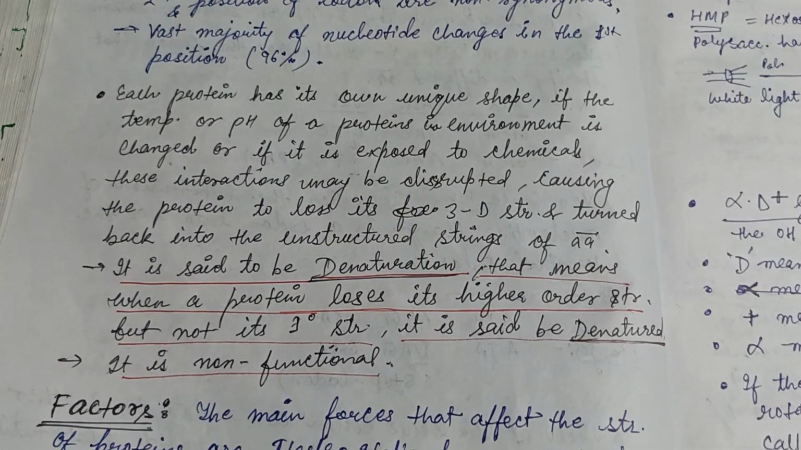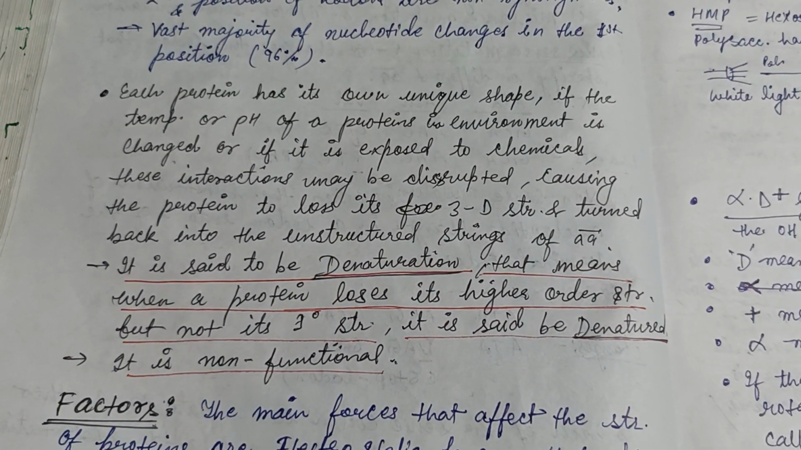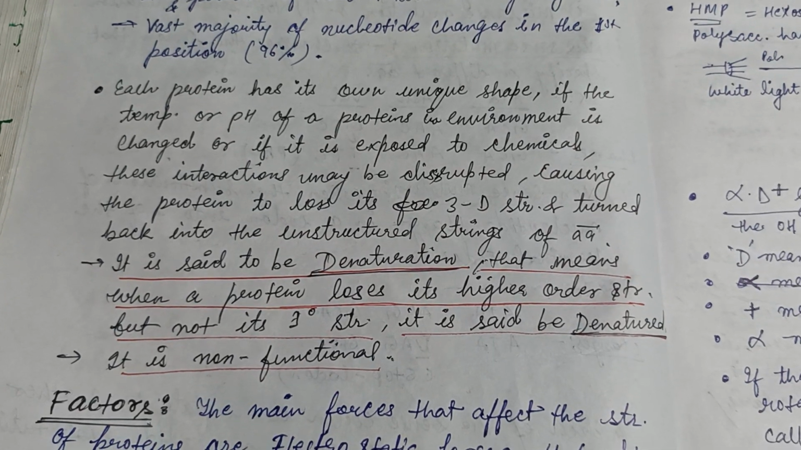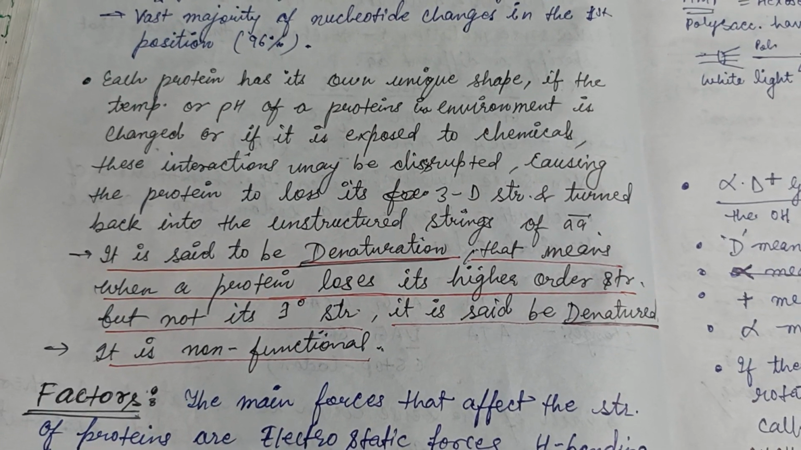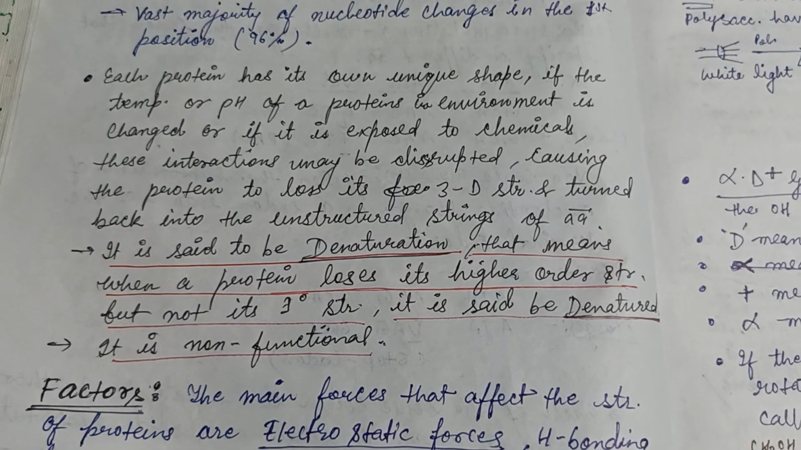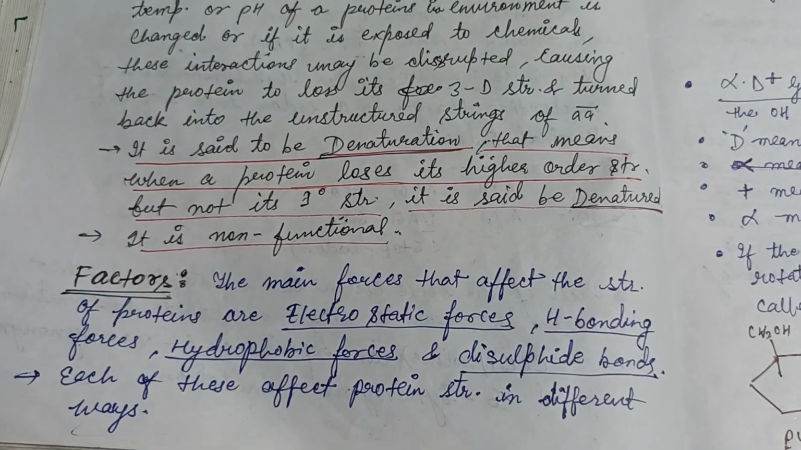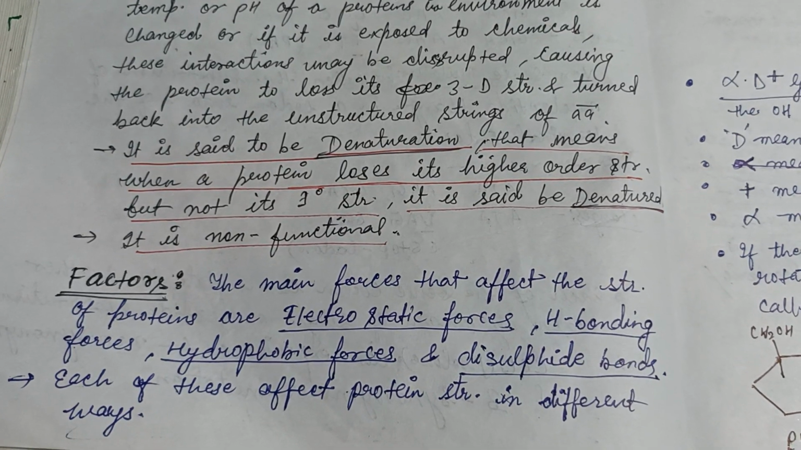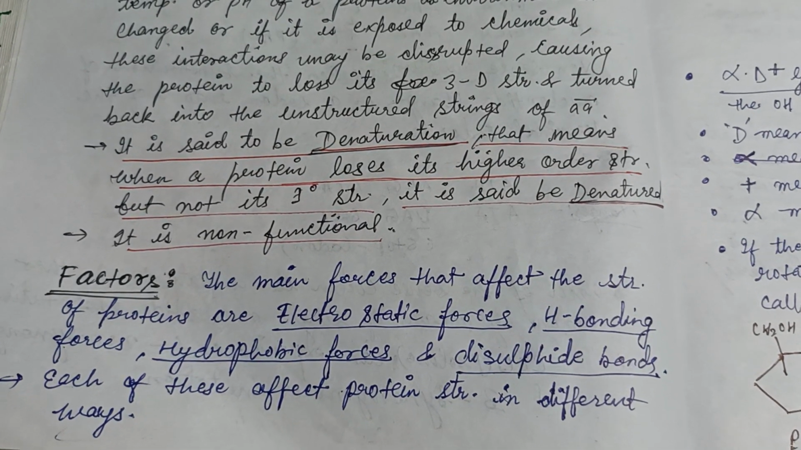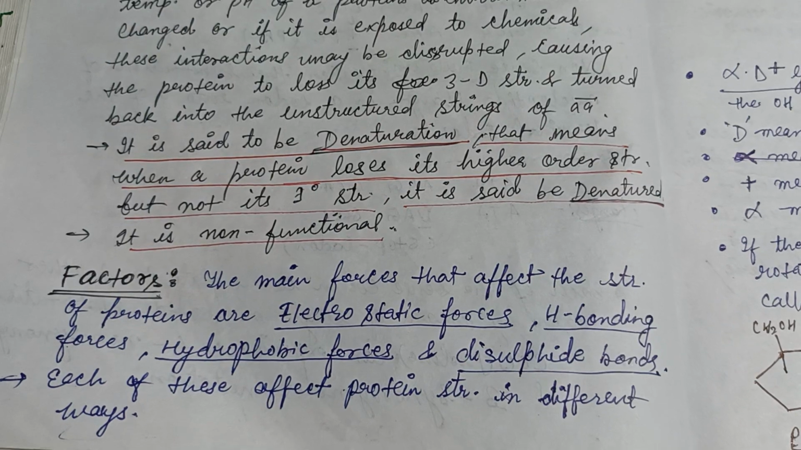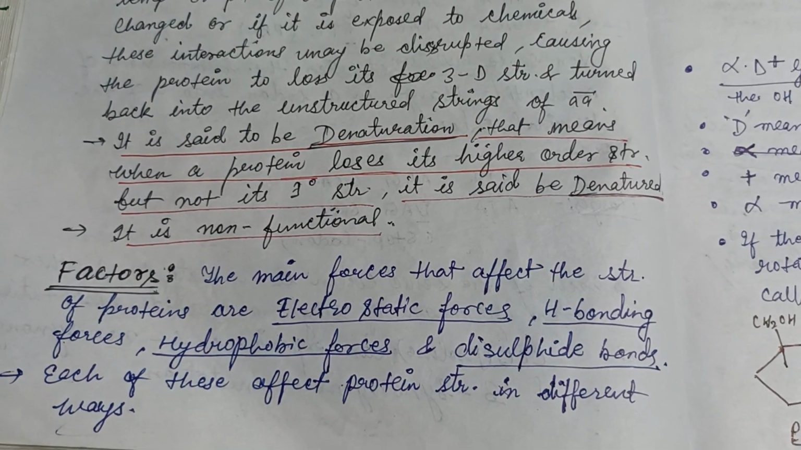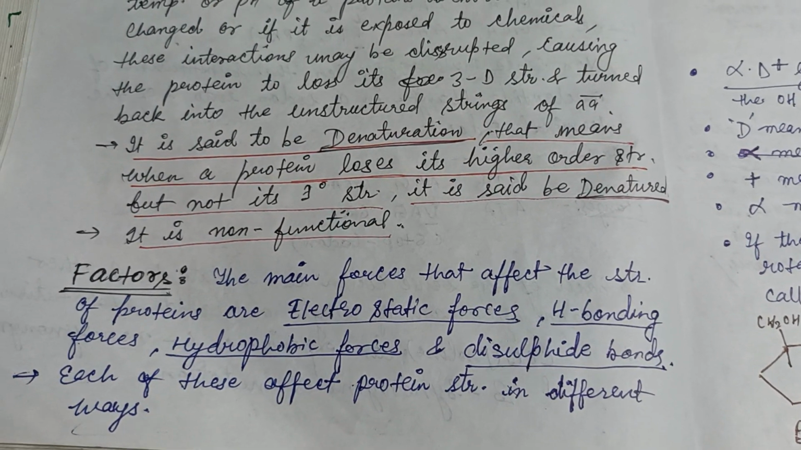What does denaturation mean? When the protein loses its higher order structure but not its primary structure, it is said to be denatured. It is non-functional. There are several forces which affect the protein structure, that is electrostatic forces, H bonding, hydrophobic forces and disulfide bonds.